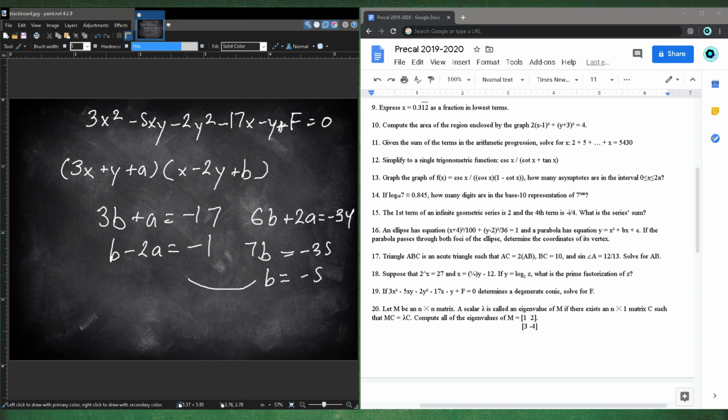So b is negative 5. Let's plug it back into this equation. Negative 1 plus that 5 equals 4, and 4 divided by negative 2 is negative 2. So that's our a. To find f, the only constant term is a times b. So a times b is negative 2 times negative 5, which equals 10.